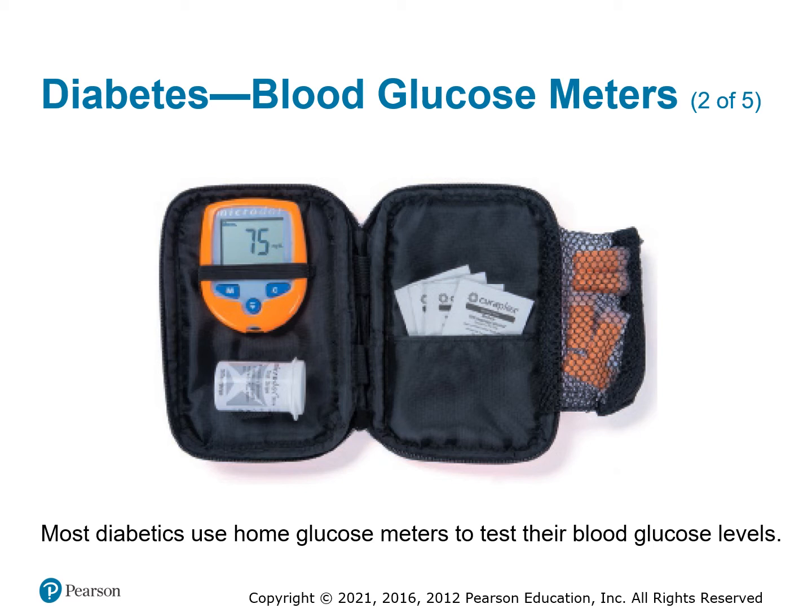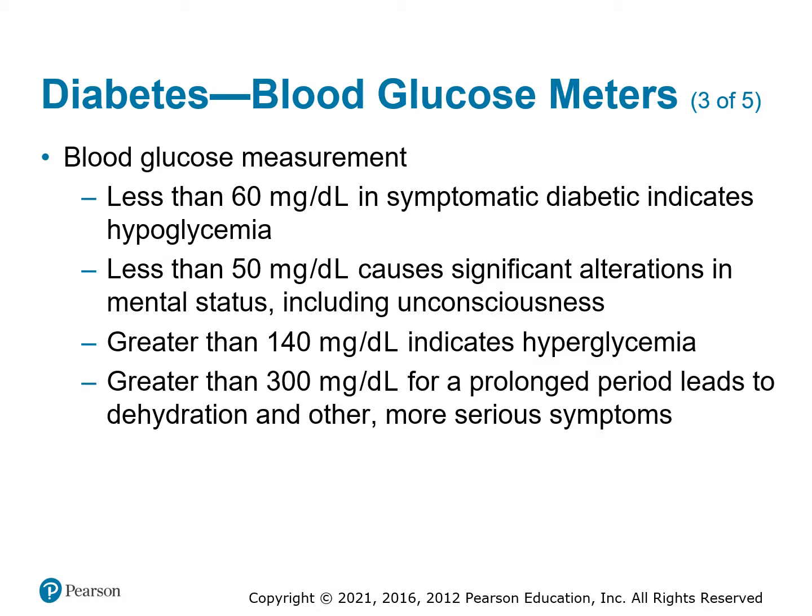Here you see the glucometer. You've got test strips. Test strips are located here. The glucometer itself will give you a reading, so 75 milligrams per deciliter. Alcohol wipes and lancets. Different meters will have different tools in their kit. In most services, most protocols, less than 60 with a symptomatic diabetic indicates hypoglycemia. Anything less than 50 causes alterations in their mental status. Greater than 140 indicates hyperglycemia, and then greater than 300 for prolonged periods of time can lead to dehydration.